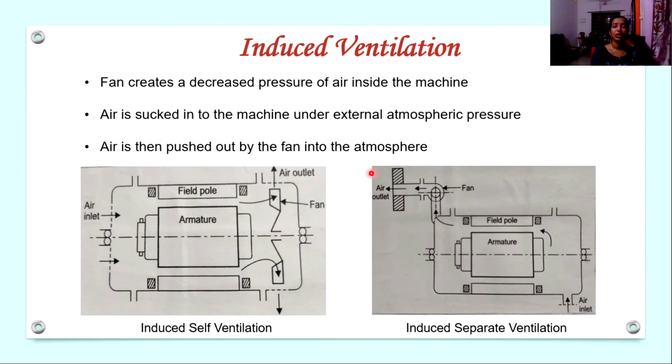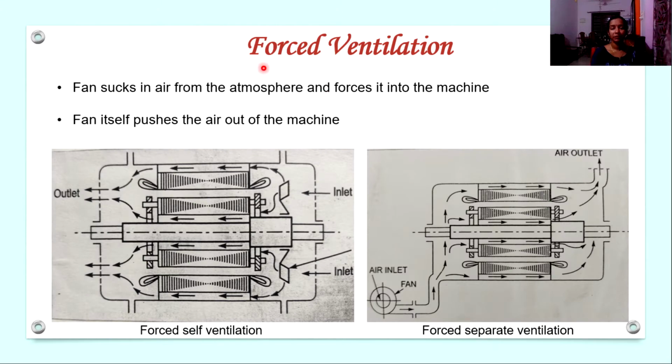The air is then pushed out by the fan into the atmosphere. The air entering the machine flows through the various machine parts, carries away heat from those parts, and finally is pushed out to the atmosphere by the fan. This is induced ventilation using an internal fan, that is induced self-ventilation. And this is induced ventilation using an external fan, that is induced separate ventilation. Air enters the machine, cools the machine parts, and is pushed out to the atmosphere by the fan.